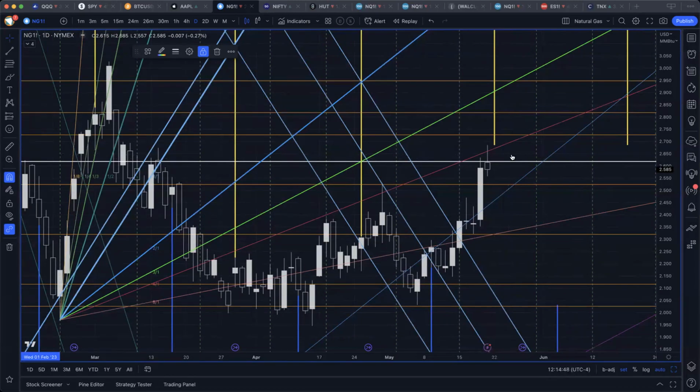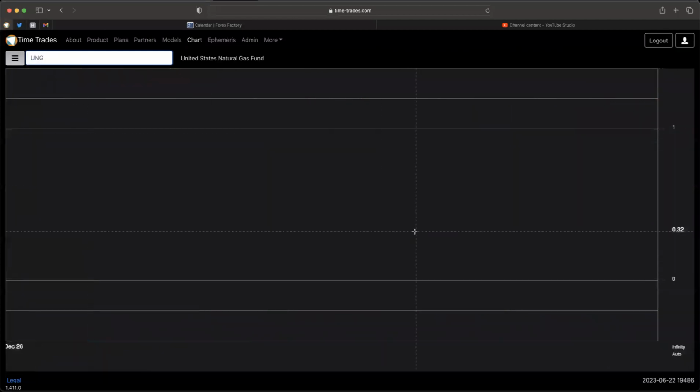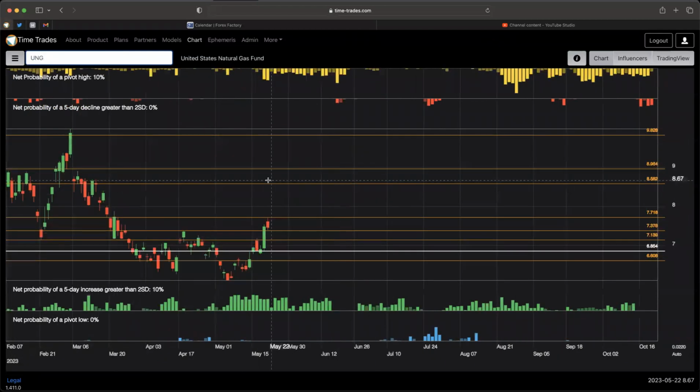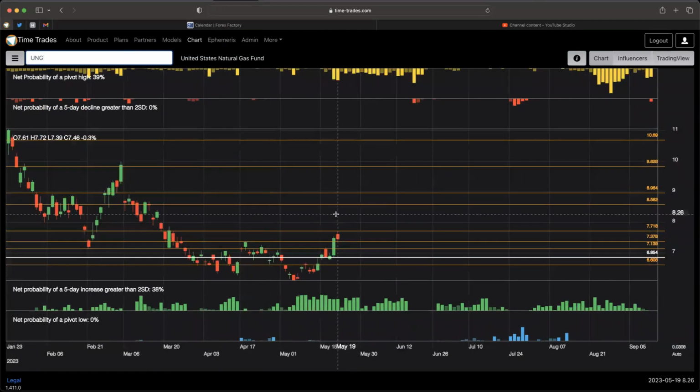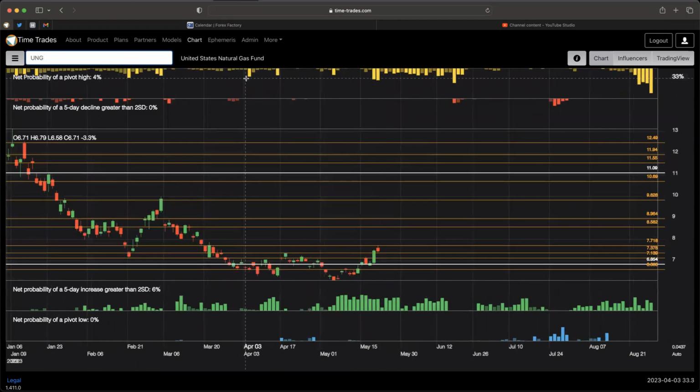So let's go and take a look at what Time Trades is saying about UNG, and we can get an update here on that. So UNG is showing a fair bit of green at the moment based on the latest updated machine learning. There's also a wide range of low probability pivot highs. So what this is telling us is there's a good chance that this trend can continue up here at least until mid-June.